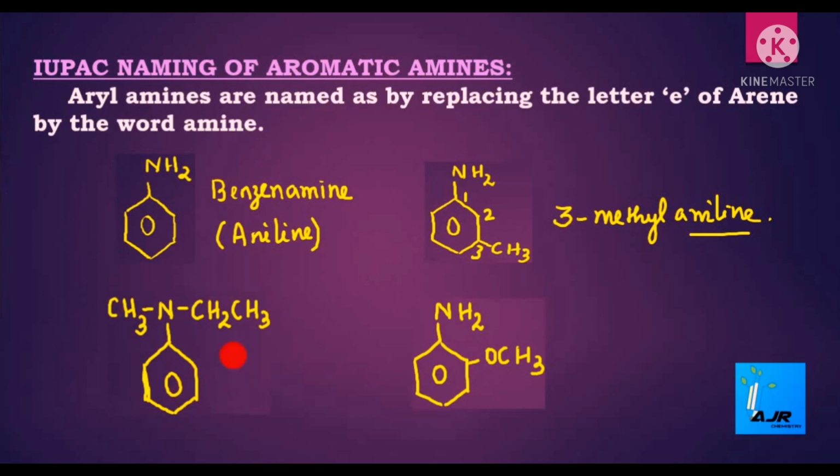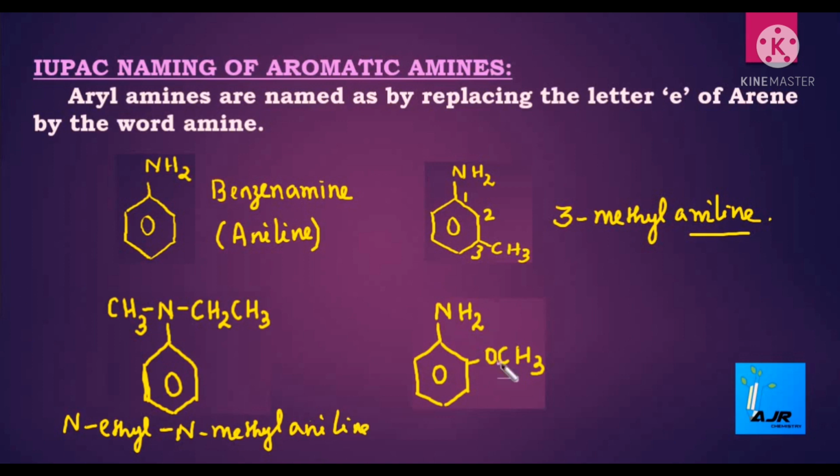Check the next compound, students. See here, in the nitrogen atom of aniline, 2 attachments are there. Then how will you write these 2 attachments? First preference should be given to the ethyl group. Based on the alphabetical order, we should write. So N-ethyl, N-methyl aniline. So this is the name of the compound. Write the name of the compound. N-ethyl-N-methyl aniline. Understood, students? So this is the name of the compound.